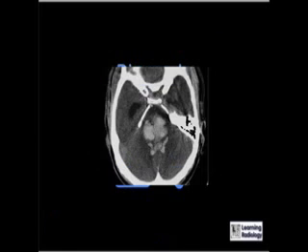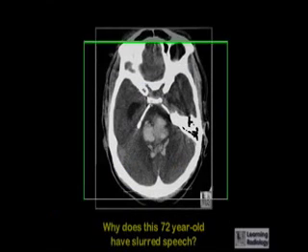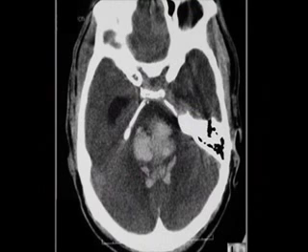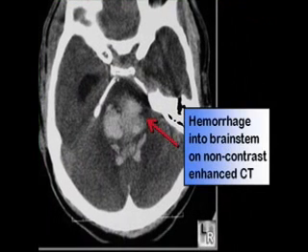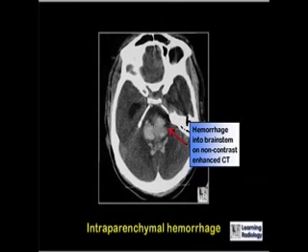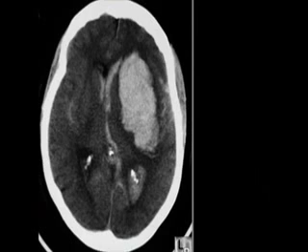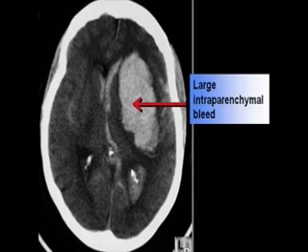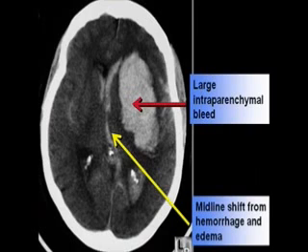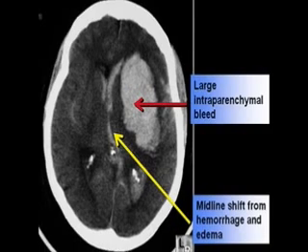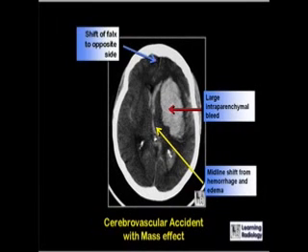Why does this 72-year-old have slurred speech? There is a large hemorrhage into the brainstem, which is seen on this non-contrast enhanced CT. This is an intraparenchymal hemorrhage. This is another example of an intraparenchymal hemorrhage with mass effect. The red arrow is pointing to the large intraparenchymal bleed. The yellow arrow points to the midline shift from the combination of both hemorrhage and edema. The blue arrow is pointing to the shift to the opposite side of the falx.